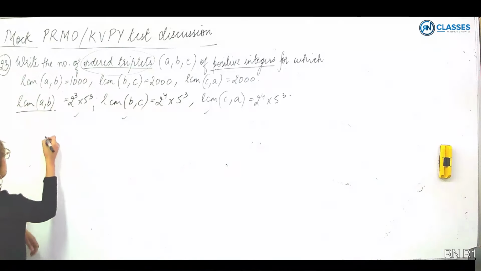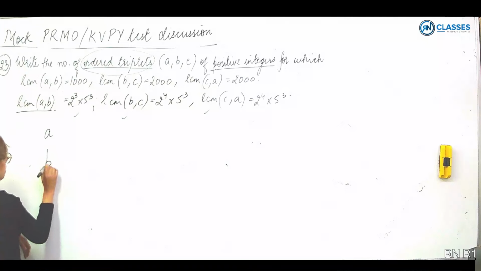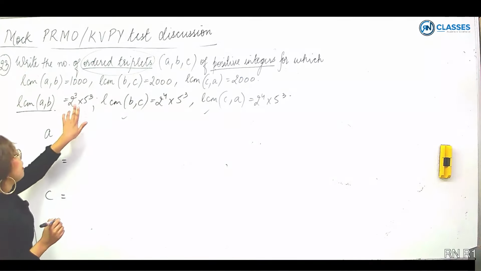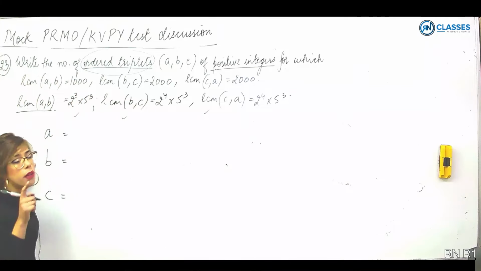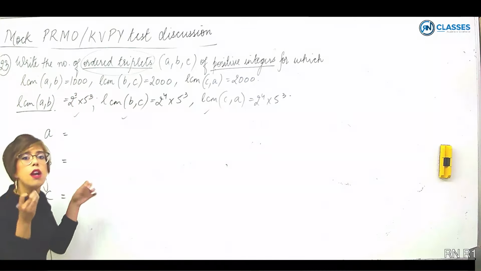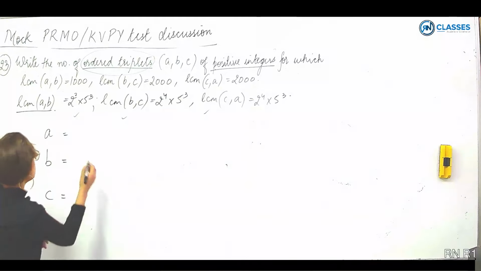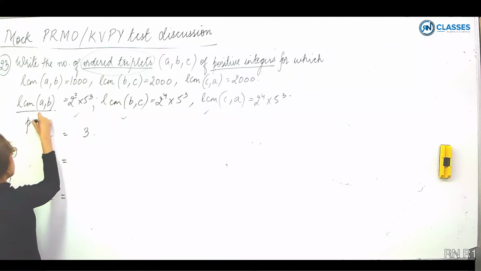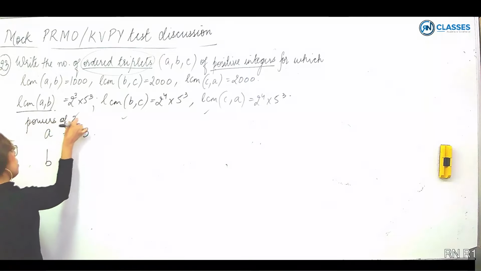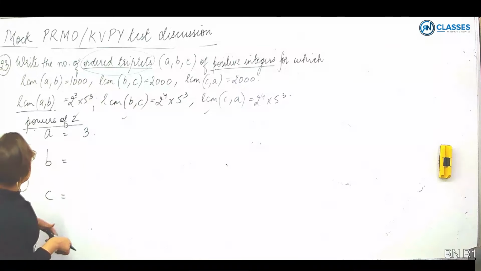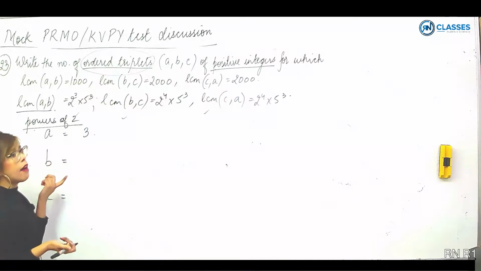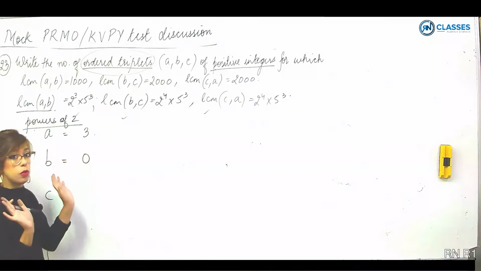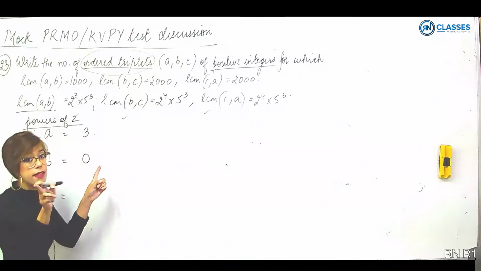Now, since the LCM is written like this, I will write A, B, C. I know 2 cubed has to get involved. So in both of these, at least one of them has to have the power 2 cubed, power 3 basically. So let me start with A, which has the power 3. I'm just talking about powers of 2 here. Now corresponding to that, maybe B has the power 0. That is the case, because then also the LCM would be 2 cubed only, because I take the maximum power in the LCM.